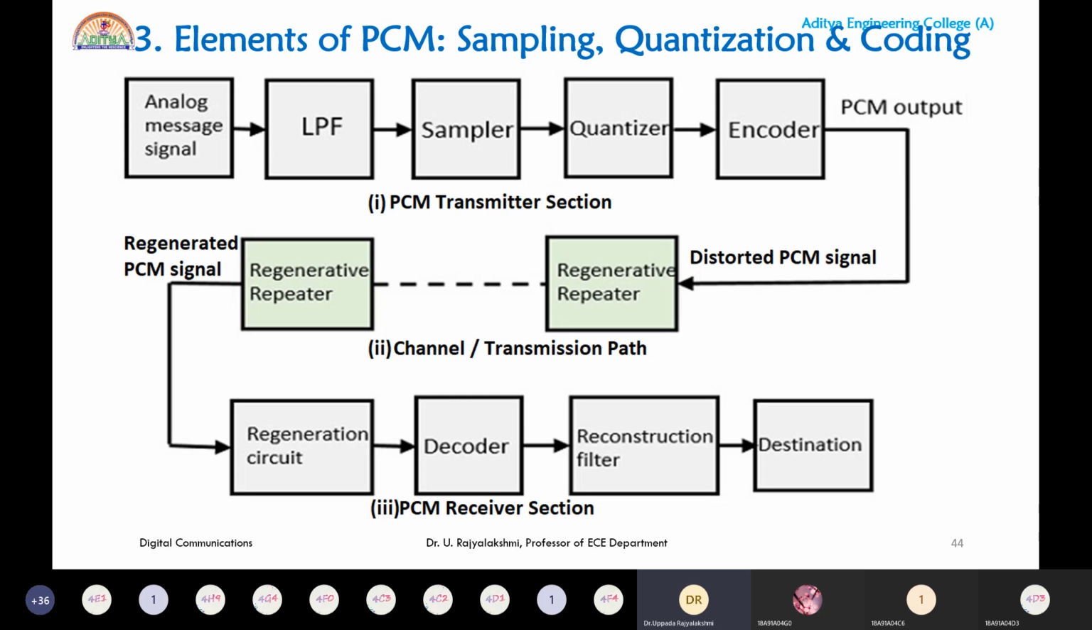And this low pass filter, if you observe the low pass filter at the transmitter, every student is familiar with why we are using a low pass filter at the transmitter section. So can you explain why low pass filter is used at the transmitter? Any one of you, can you please respond to me? What is the importance of low pass filter at the transmitter? Any one of the students.